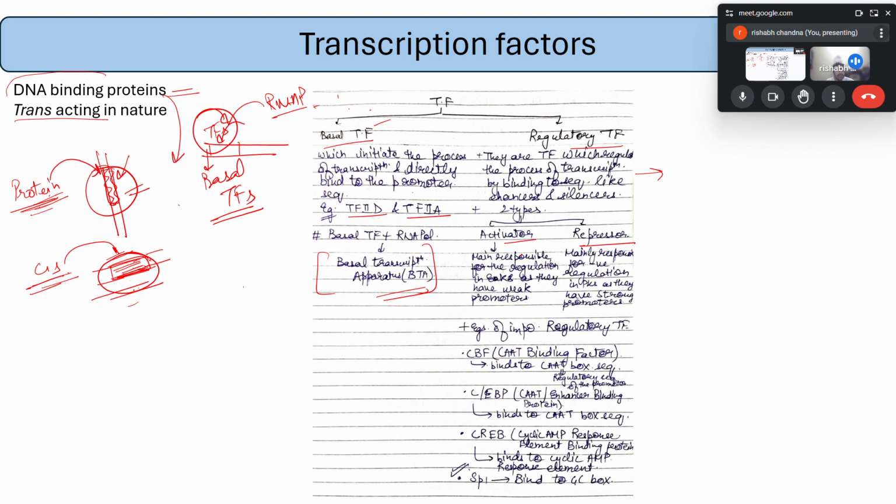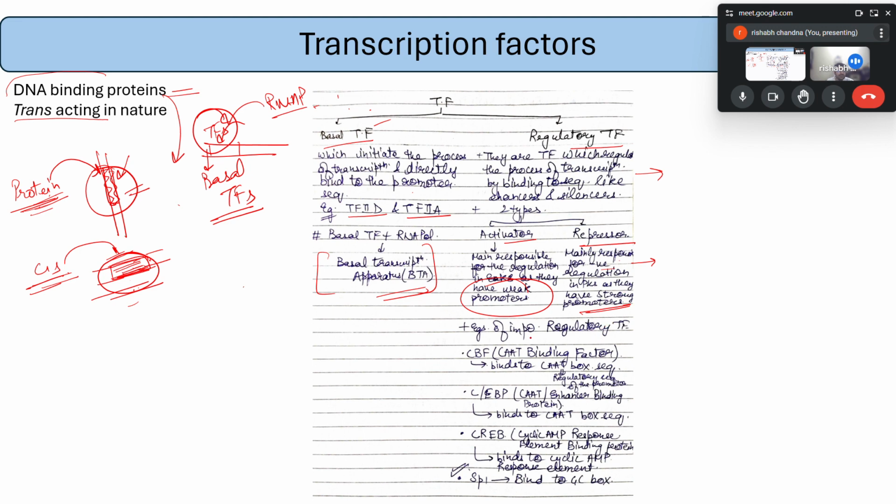Activators help in increasing the transcription rate of weak promoters that we studied, and repressors basically respond negatively. They negatively regulate the transcription rate, and these are basically involved in prokaryotic promoters because they are the strong promoters.